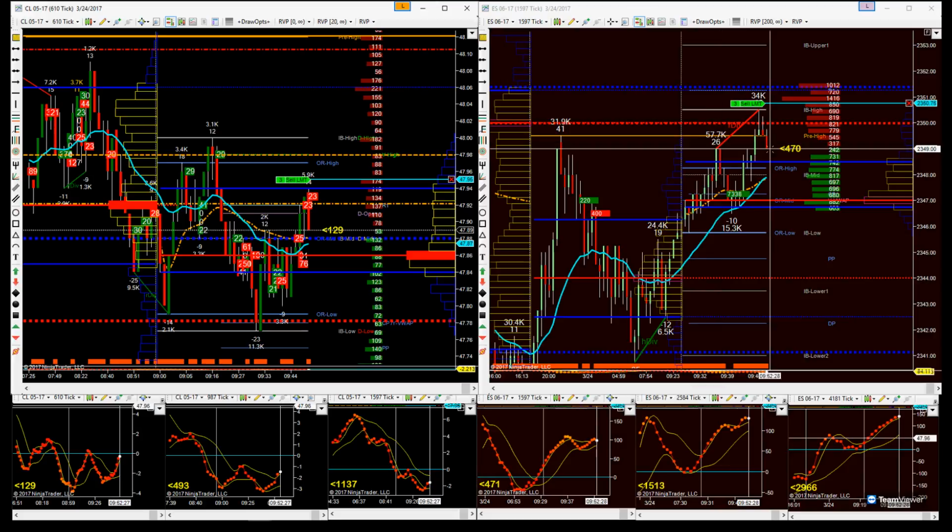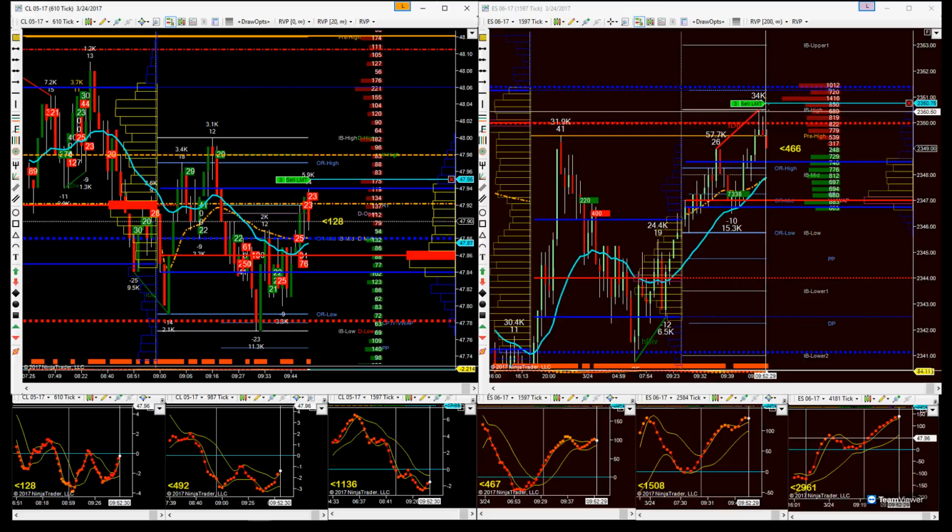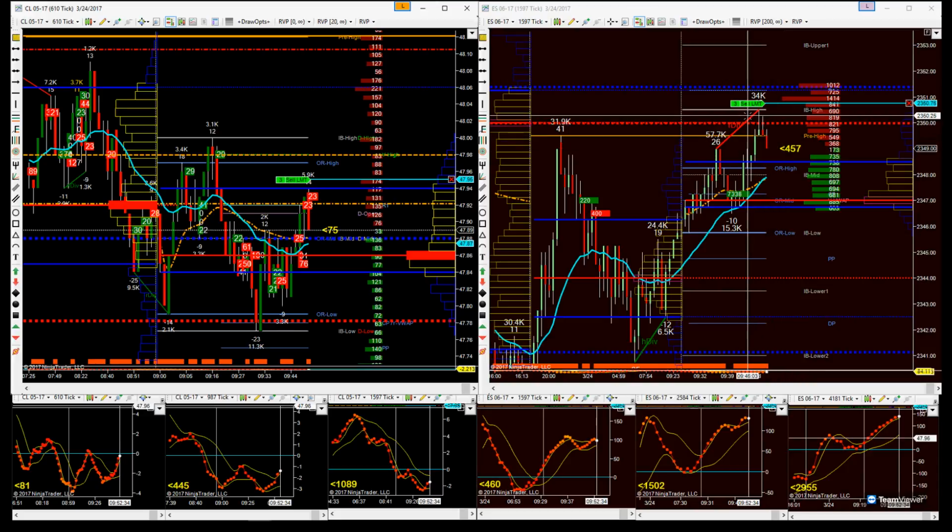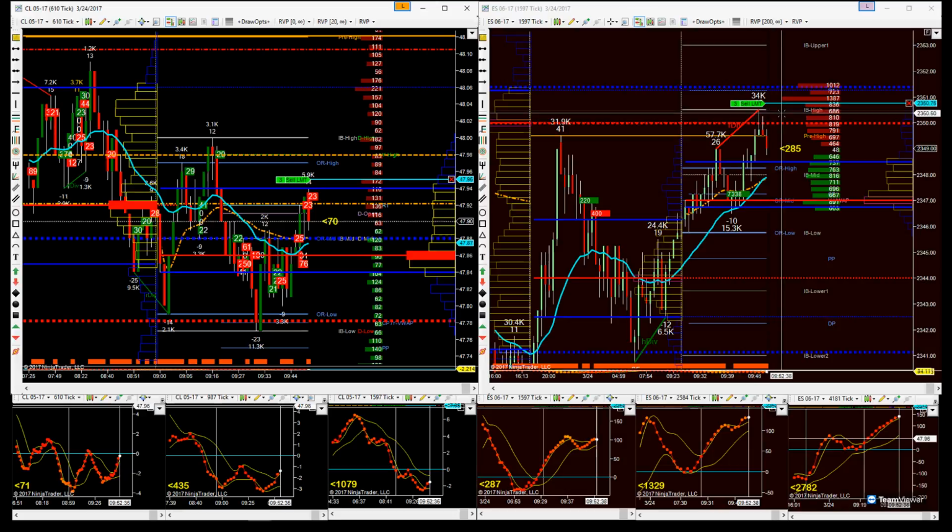The idea of having a tight stop here, looking for a short as we get up into this range, was accurate. Where it was that we tried to get short in this range, unfortunately, was not.